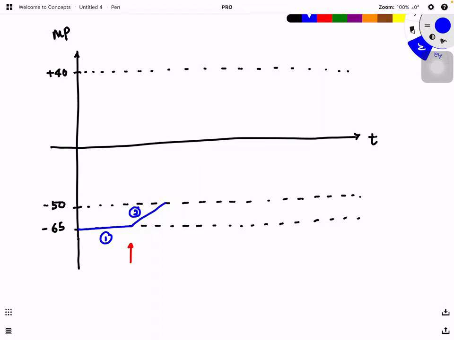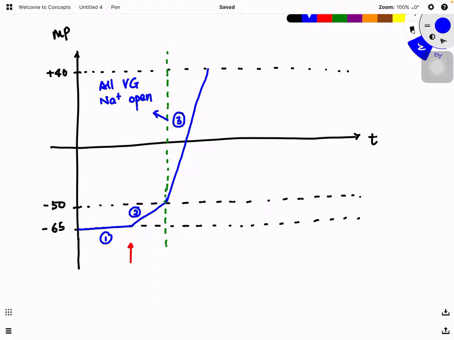That is the start of the absolute refractory period. You can see that it shoots up very, very high. During phase number 3, all voltage gated sodium ion channels are open. So at this moment, if I continue to give the stimulus, I cannot make them open more, because they are all open already.